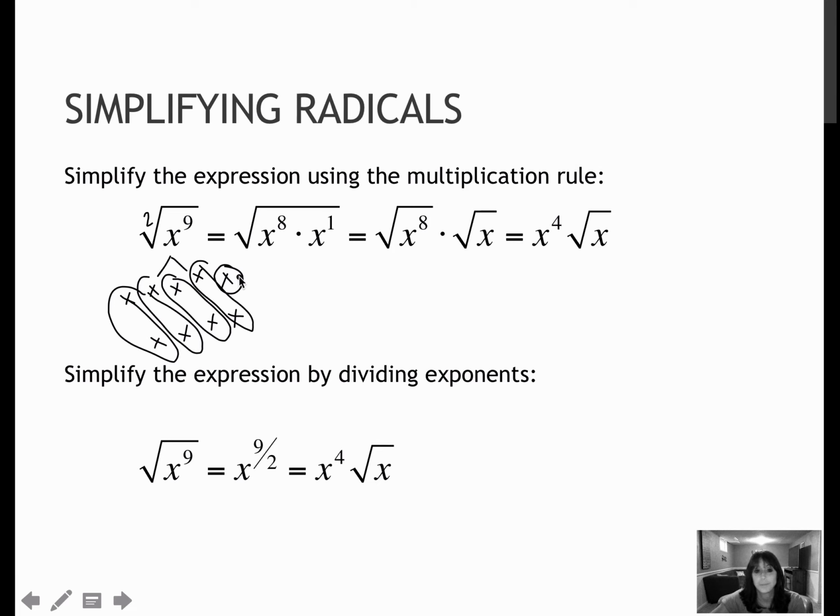Trees work great. Another way to do it is to break it down into 2 parts, knowing that one part will be divisible by that 2 and the other part will not. So the square root of x to the 8th is x to the 4th, with this one left over. The way that I tend to do it is this way, which is of course to take 9 divided by 2, which is 4, with 1 left over. So that leftover has to stay inside because it doesn't have a partner.